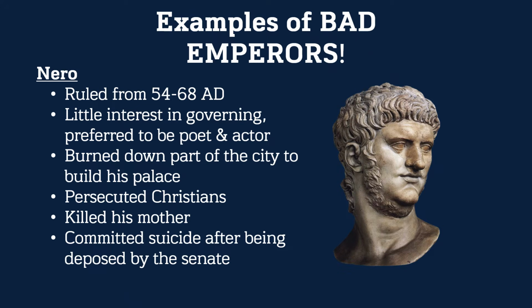Nero, who comes in shortly after, has little interest in governing. He prefers to write poetry and act in theater. He burns down part of the city of Rome so he can expand his palace. He kills thousands of people by burning down part of the city just so he can expand his palace. He's going to persecute Christians. He's going to murder his own mother. And when the Senate deposes him and removes him from power, he ends up committing suicide.